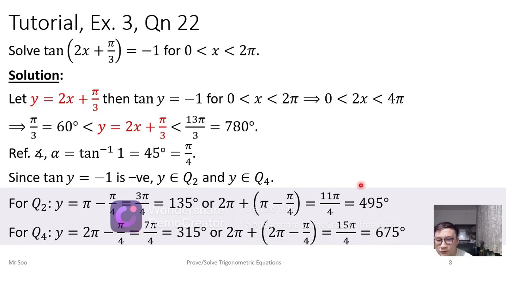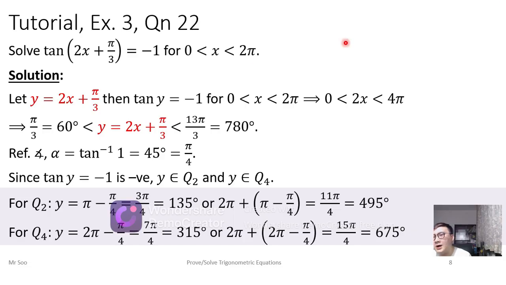And don't forget to verify the answer for y. Like I said, it should lie between 60 and 780 degrees. Clear enough, 495 is bigger than 60 but less than 780. Similarly, 675 degrees is bigger than 60 degrees but less than 780 degrees. So these two answers are okay, meaning they are well defined based on your range for y here. But are 495 degrees and 675 degrees the answer?